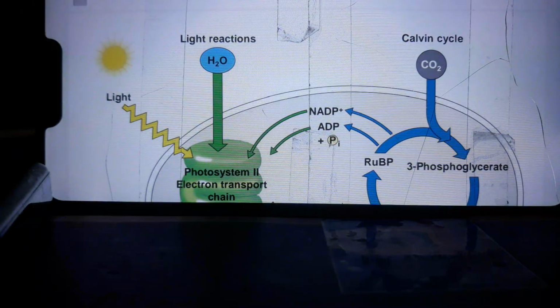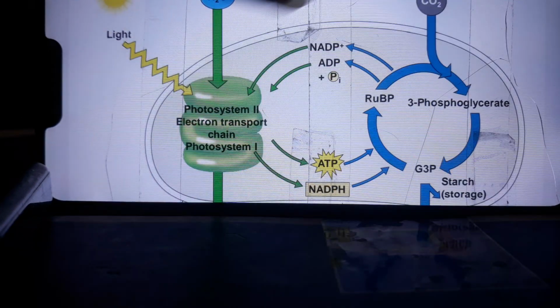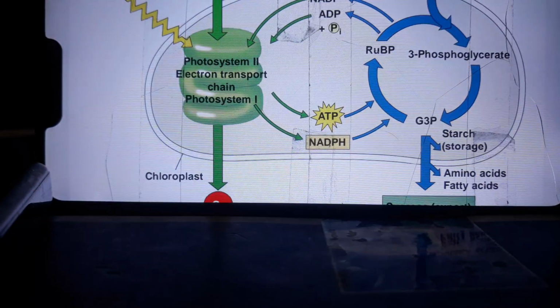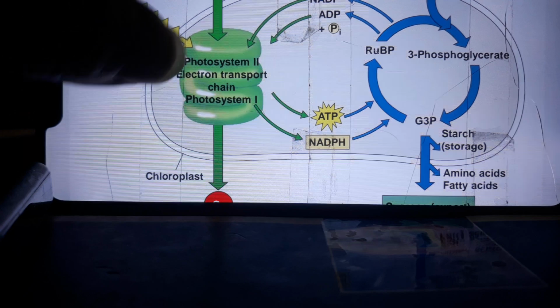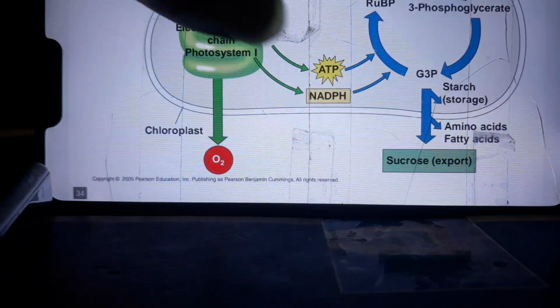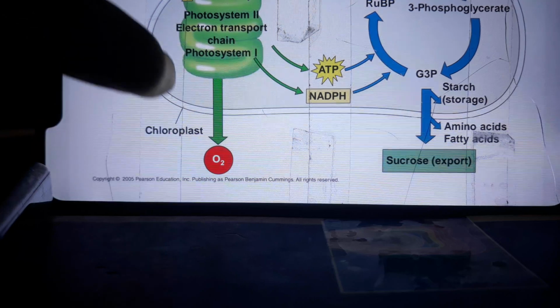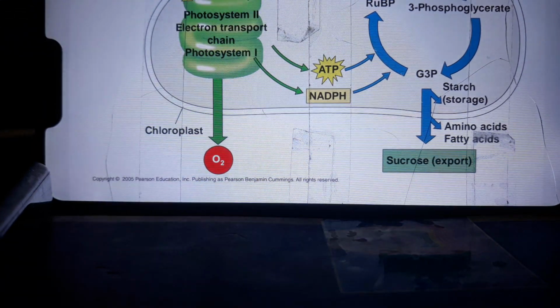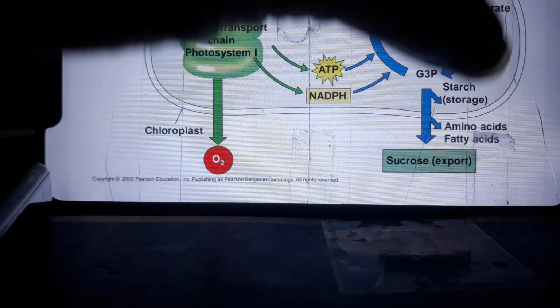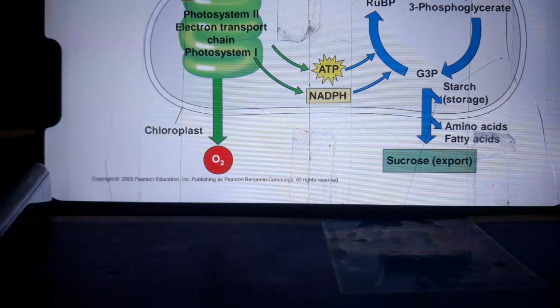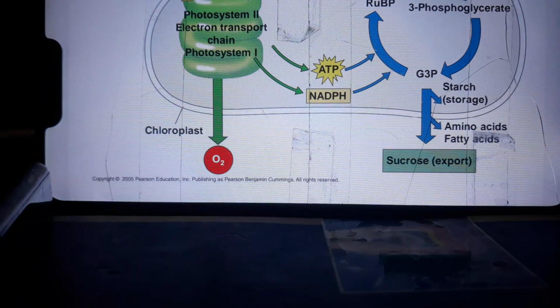The light reactions, carbon cycle, NADPH, ADP. You have RuBP, 3-phosphoglycerate. Here you have photosystem 2, electron transport chain, photosystem 1, ADP, NADPH, G3P, storage, starch and storage. You have the chloroplast and the starch storage giving amino acids, fatty acids, sucrose as expressed. And that will be the final stage of photosynthesis done.